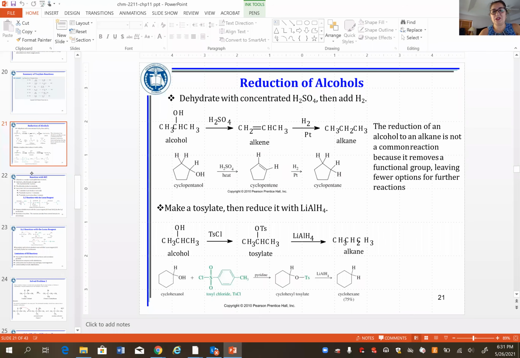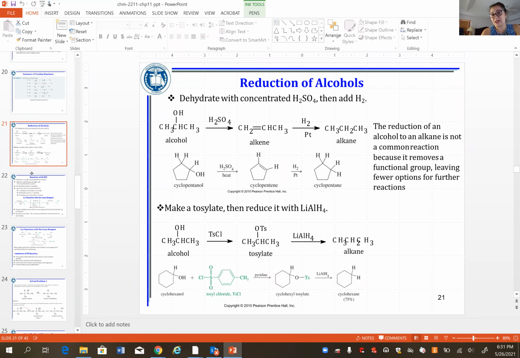Oxidation, and then substitution. But when you do substitution of the alcohols, you have direct substitution or indirect substitution. So you learned about the indirect substitution. First, you have to do tosylation, and then from the tosylate, you can change it to any other functional group.